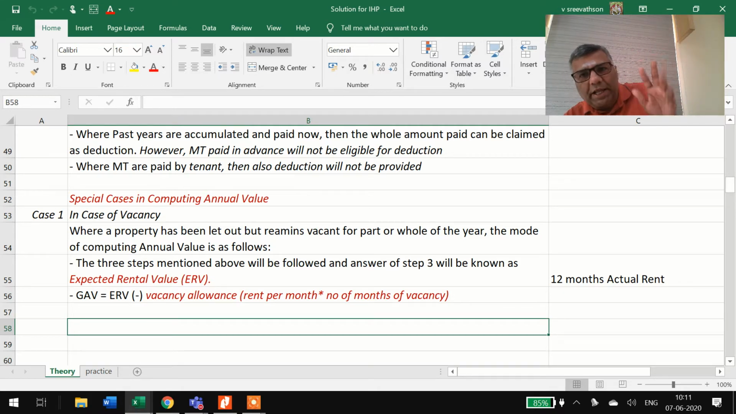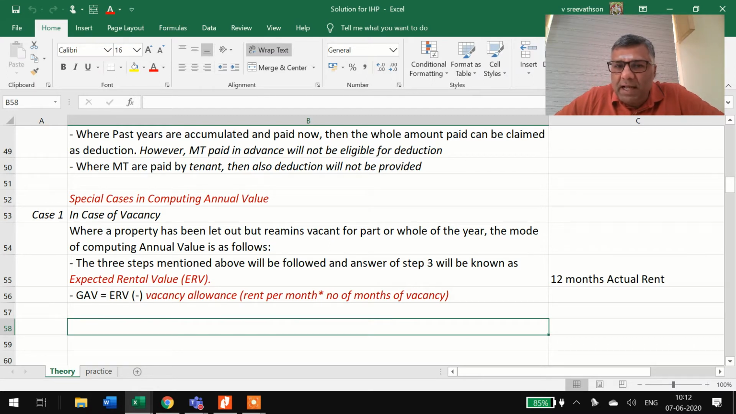Four factors are taken into account for computing the annual value: municipal value, fair rental value, standard rent, actual rent. I will compare MV and FRV, determine whichever is higher. That answer I will compare with SR, whichever is lower. That answer with AR, whichever is higher. The answer of step 3 is GAV. NAV is equal to GAV minus MT, municipal taxes paid. Only if it is paid, it is allowed as a deduction.